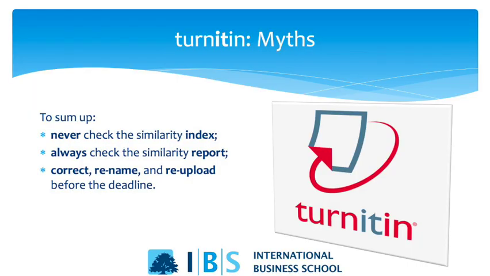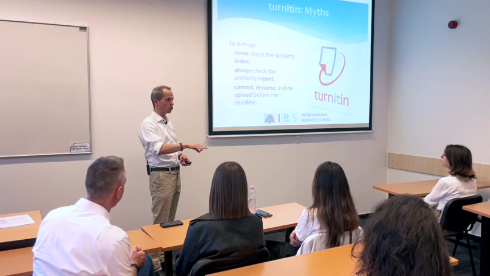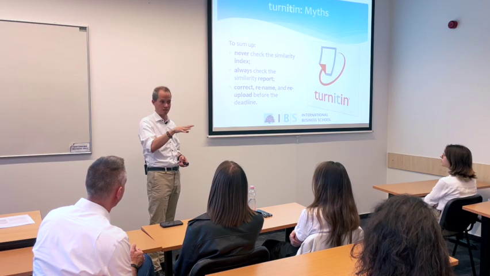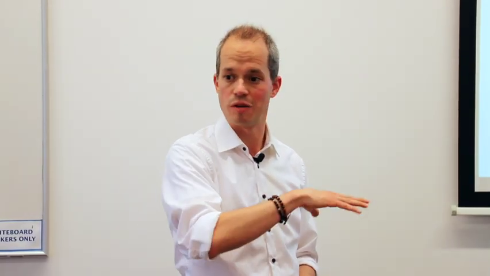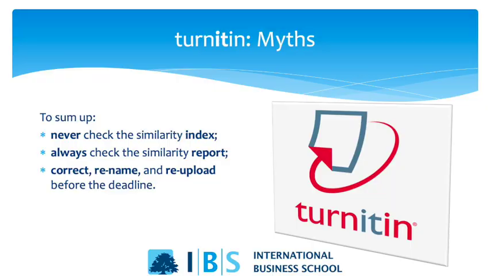So to sum up, never check the similarity index. The percentage itself is not going to tell you anything. If you have 0% similarity, you can still have plagiarism. If you have 20-something%, you can still be perfectly okay. So the percent itself doesn't tell you anything.